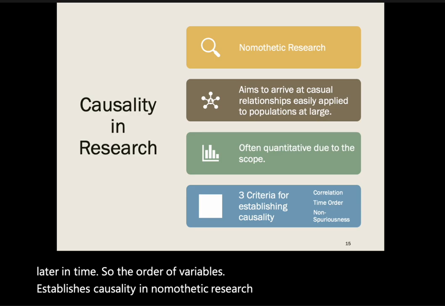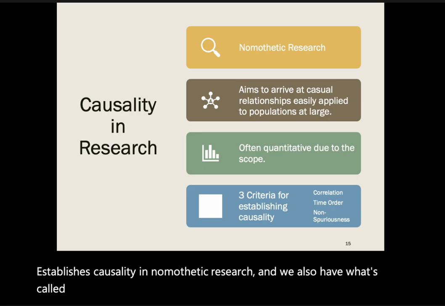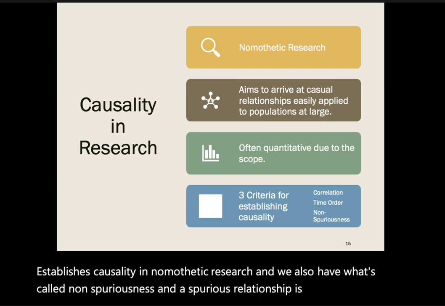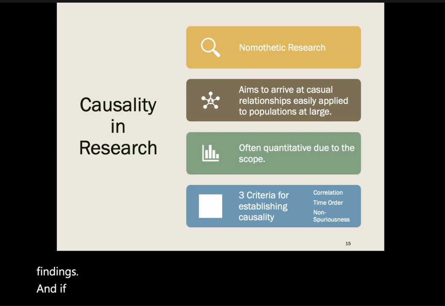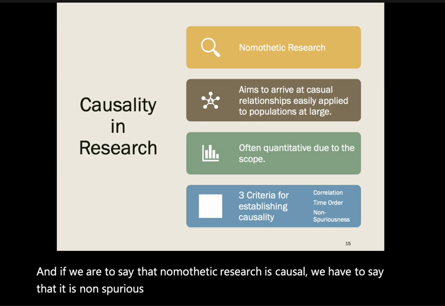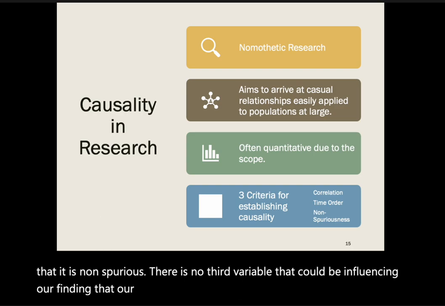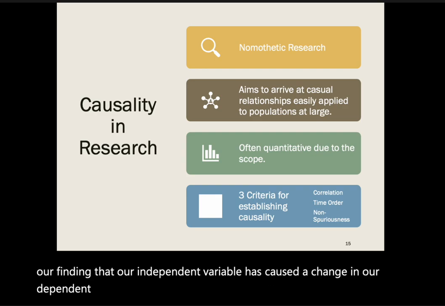And we also have what's called non-spuriousness. And a spurious relationship is explained away by some third variable that may not have been considered in our research findings. And if we are to say that nomothetic research is causal, we have to say that it is non-spurious. There is no third variable that could be influencing our finding that our independent variable has caused a change in our dependent variable. And that is what we call non-spurious.